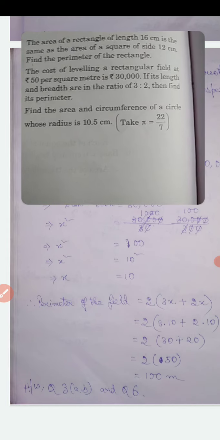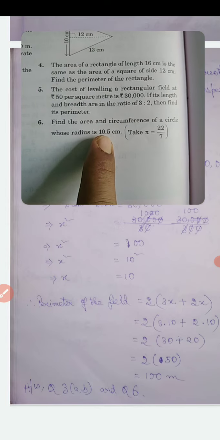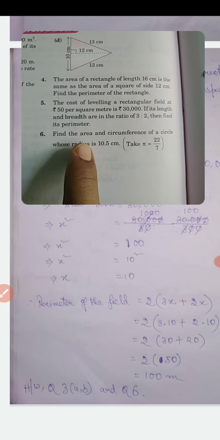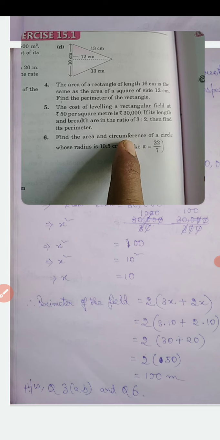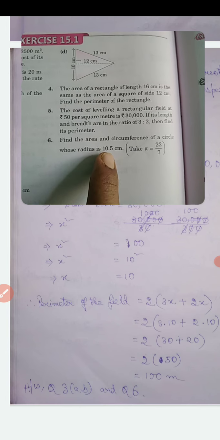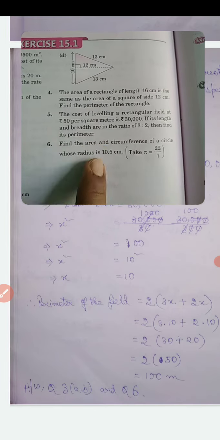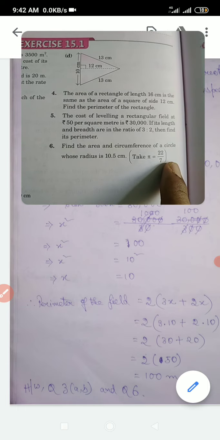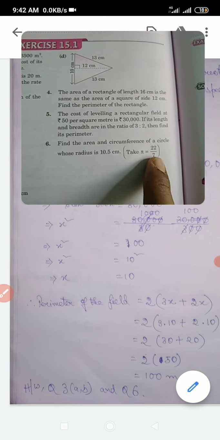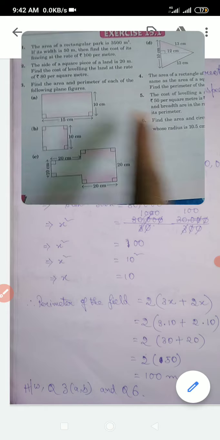Now the last question I am giving you as homework. Find the area and the circumference of the circle whose radius is 10.5 cm. You just have to write the given part. Radius is given as 10.5 cm, circumference is 2 pi r, and the area is pi r square. Just put the values and calculate. Here the value of pi is given as 22 by 7, so don't put 3.14 or any other values. Since the value of pi is given here, you have to put the value which is given in the question. This one and these two will be homework.